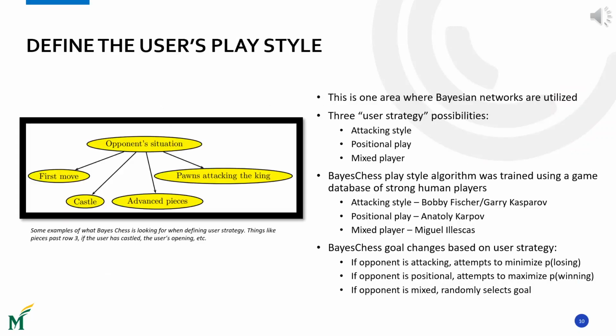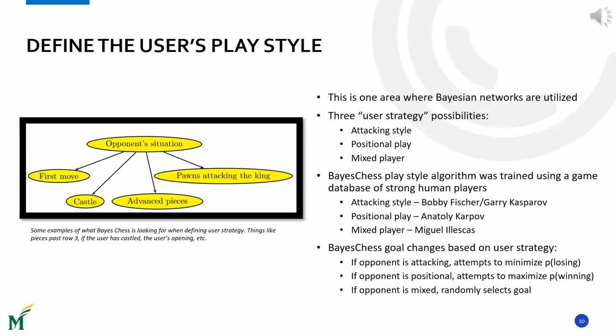Now we're getting into one of the key parts of the solution proposed by the authors of my research article, which is defining the user's play style. This is one area of the BayesChess system where Bayesian networks are directly utilized. And basically the authors proposed that the user strategy be broken down into three possibilities, which are attacking style, positional play, or a mixed player, which indicates some mix of the two.